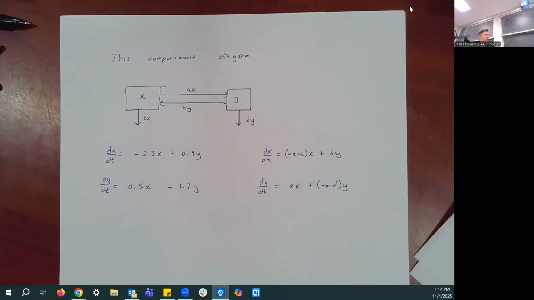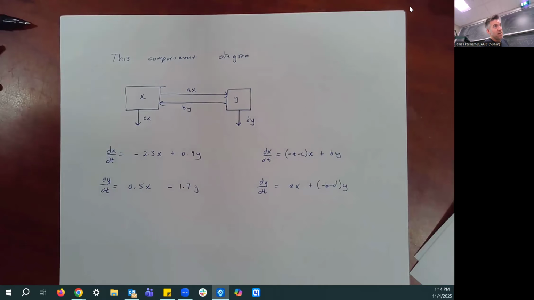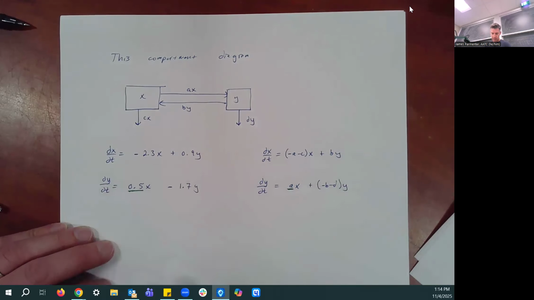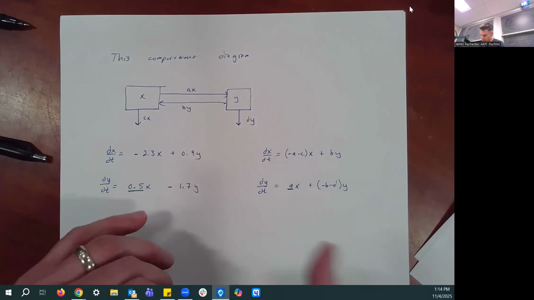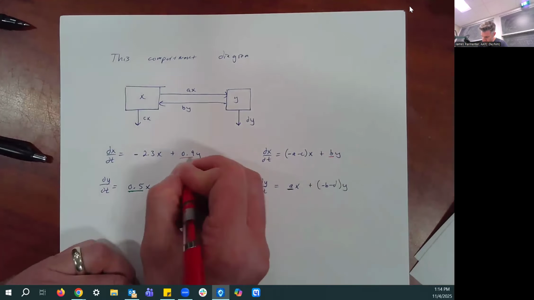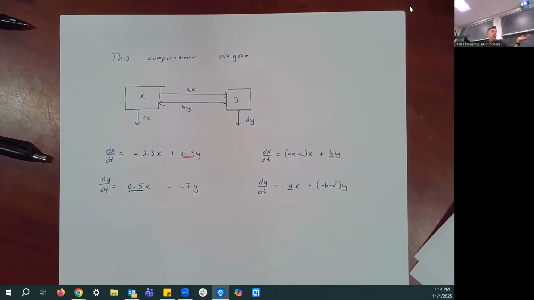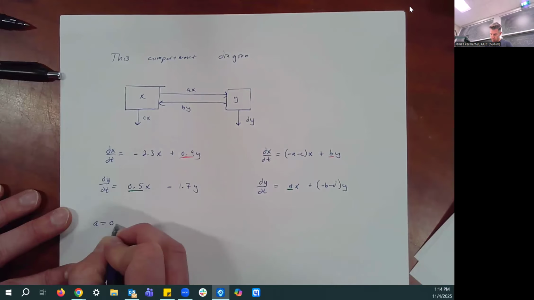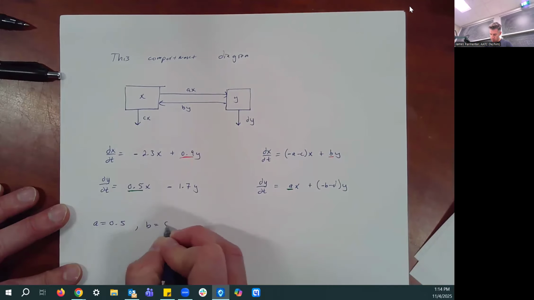And in this system of equations, two of A, B, C, and D should be really, really immediate to find. Specifically, you should be able to look at this situation without writing anything down and tell me the values of A and B. A has got to be that, and B has to be that. There's no other choice. So we already know that A is equal to 0.5, B is equal to 0.9.